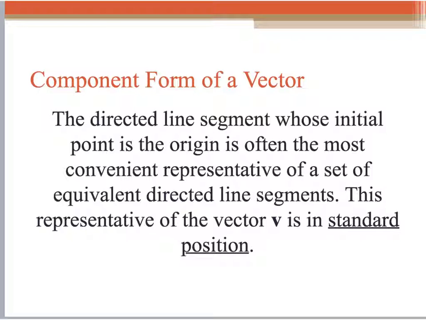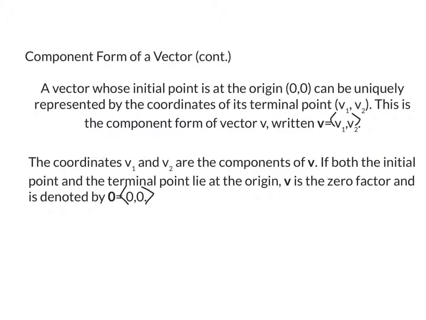All right, so component form of a vector. The directed line segment whose initial point is the origin is often the most convenient representative of a set of equivalent directed line segments. This representative of the vector v is in standard position. In other words, we really like for things to be in standard position because it comes from the origin, and the origin automatically has (0, 0) attached to it. So it makes it easier mathematically.